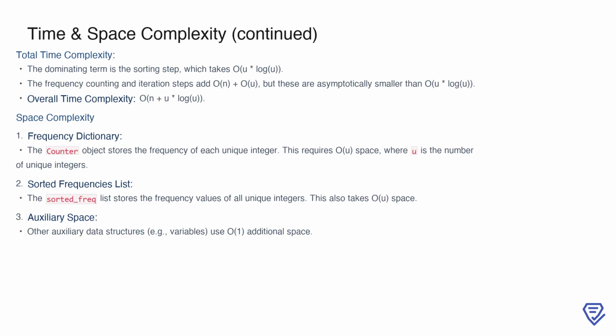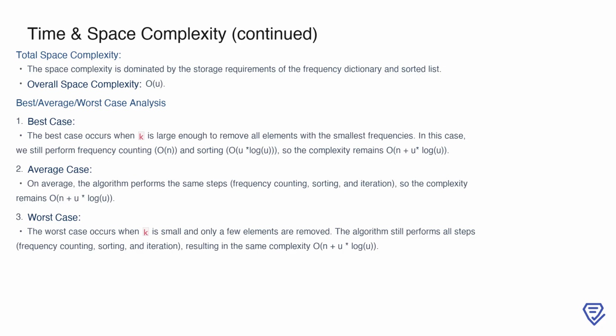On the space complexity side, the counter object is used to store the frequency of each unique integer, requiring u space. Additionally, the sorted list of frequencies also takes u space. Beyond this, any other auxiliary variables contribute only 1 space. Thus, the space complexity is primarily determined by the storage of the frequency dictionary and sorted list, resulting in u. Considering the total space complexity, we can confirm that it remains u, as the space is dominated by the frequency dictionary and sorted list.